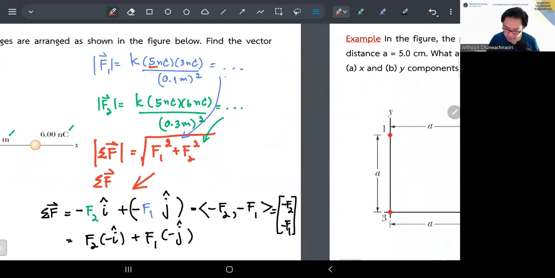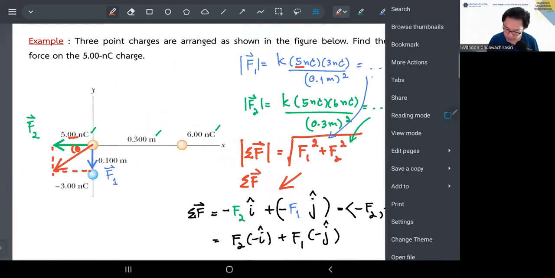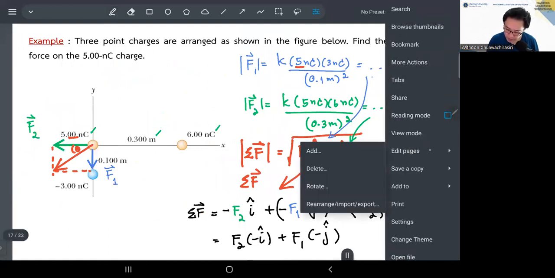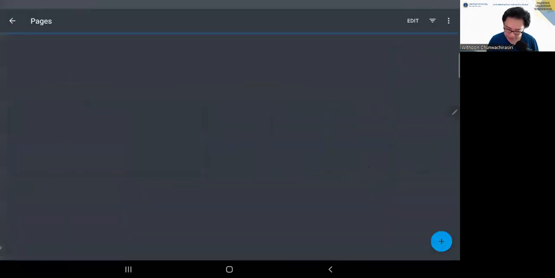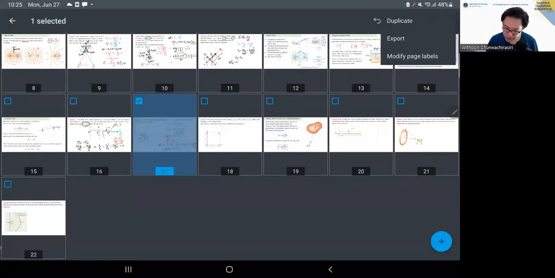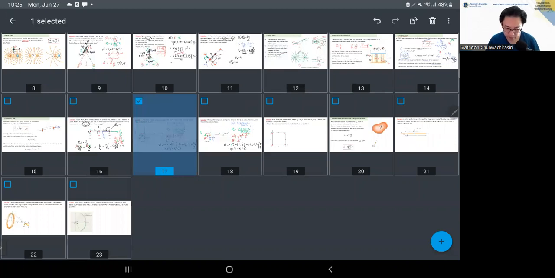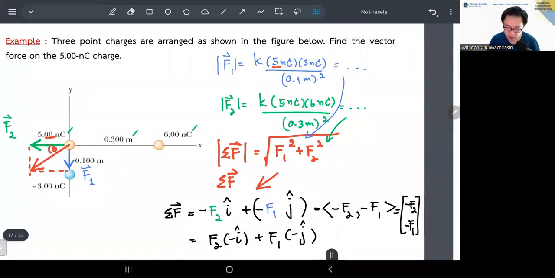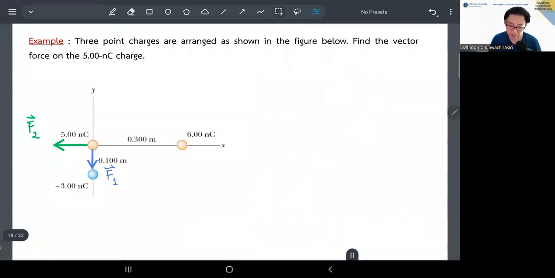Now, what I can do one more round is this. I don't have another copy here, and I don't want to erase this one. Is there an option to copy? Duplicate. All right, here we go. I'm going to show you one more time by doing the exact same problem, but in terms of electric field.